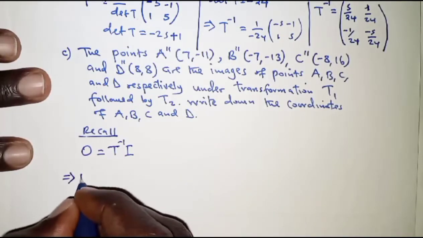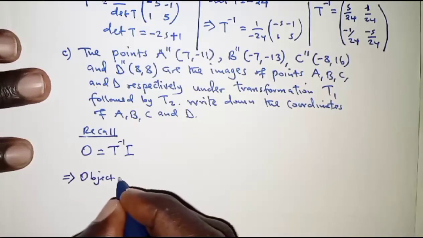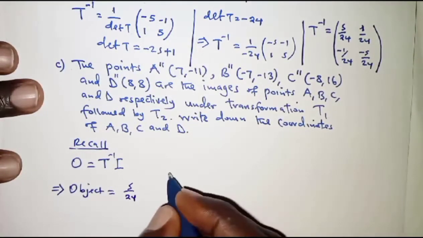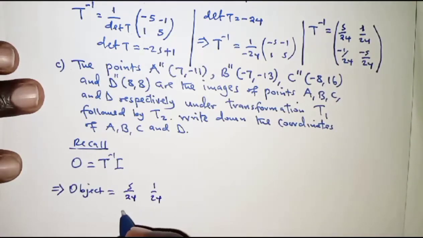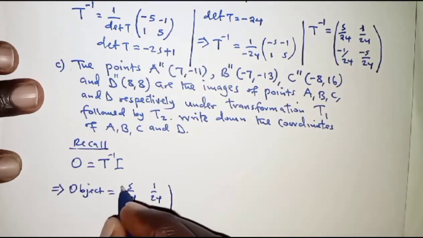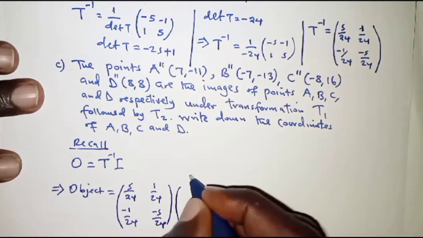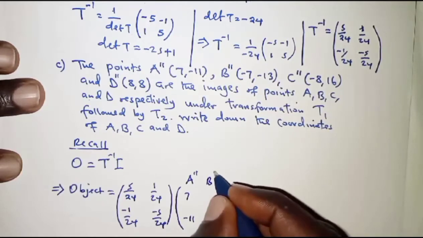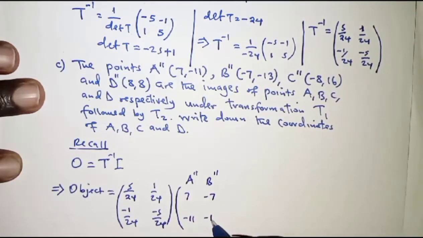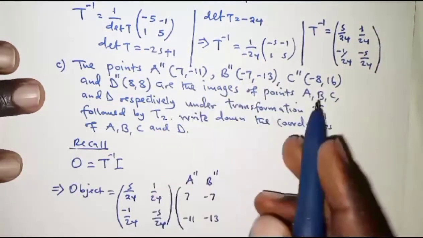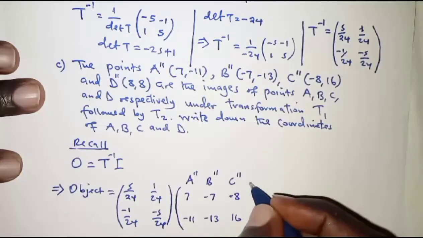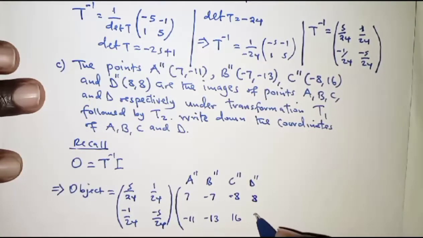This should imply that the object is obtained by simply getting the inverse matrix, so that is 5 over 24, 1 over 24, negative 1 over 24, negative 5 over 24, pre-multiplying the image points. So A double prime, you're given us 7, negative 11, B double prime is negative 7, negative 13, C double prime should be negative 8, 16, and D double prime is 8 and 8.